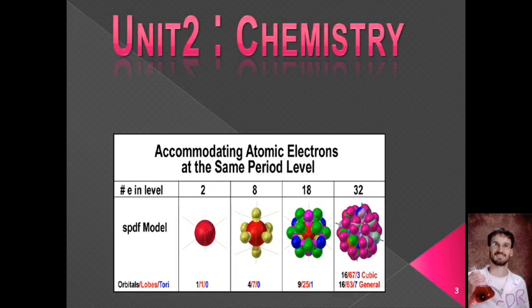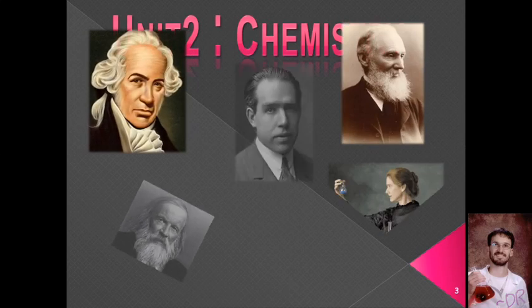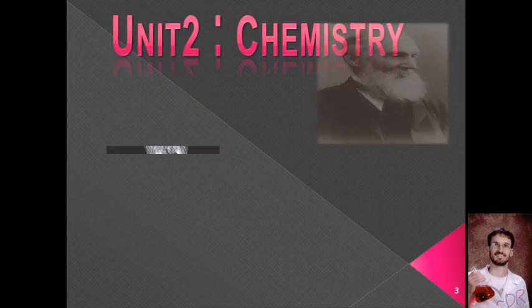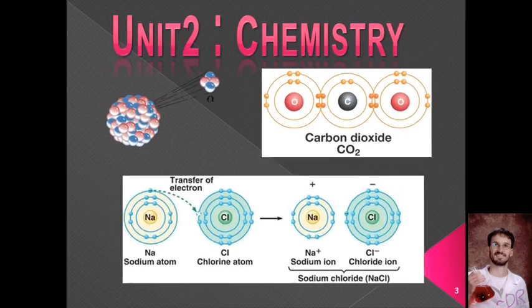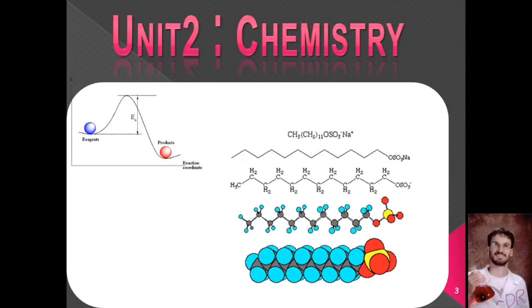We're also going to learn about what atoms look like. We're going to learn who these people are and what they did and why they're important. And we're going to learn about how atoms bond together. We're going to learn about bigger molecules like these things. This is a soap molecule. We're going to learn about how to start chemical reactions. We're going to learn about a lot of stuff in the chemistry unit. So let's get started.